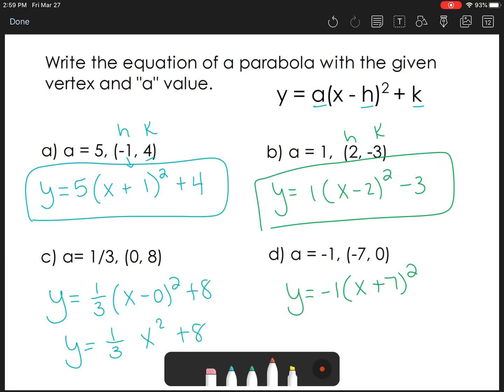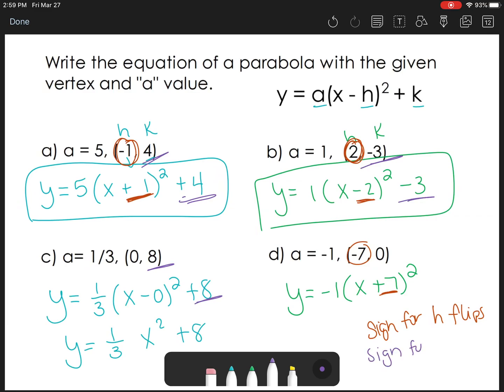Now, one really important thing I want you to notice as we're looking at this, notice that when we're looking at our h value, the sign for h flips. h was a -1, when it's in our equation, it's adding 1. h was a +2, when it's in our equation, it's a -2. h was a -7, when it's in our equation, it's a +7. So the sign for h flips, and notice that the sign for k stays the same. This was a +4, we were adding 4. This was a -3, we were subtracting 3. This was a +8, we were adding 8. So the sign for h flips, the sign for k stays the same. So keep that in mind.